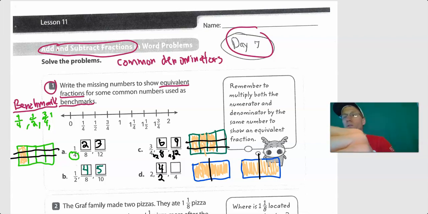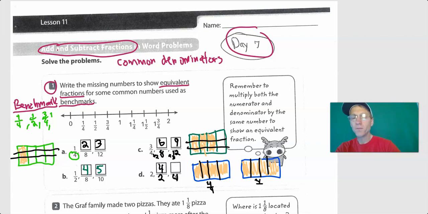Let's look at the next one. We want each pizza to have 4 parts. Not a problem. That pizza now has 4 parts. That pizza now has 4 parts, just like it says down here. So we now have 4/4 here. That's 1 whole. And another 4/4, another whole. We have 8/4. It's another way of saying we have two whole pizzas, right?